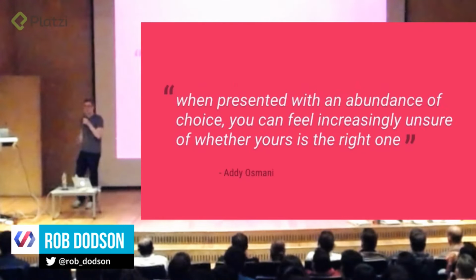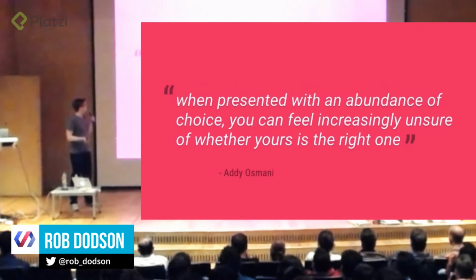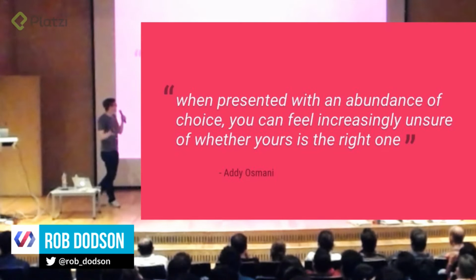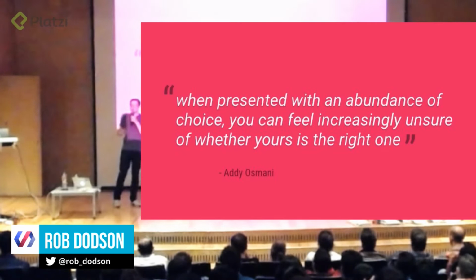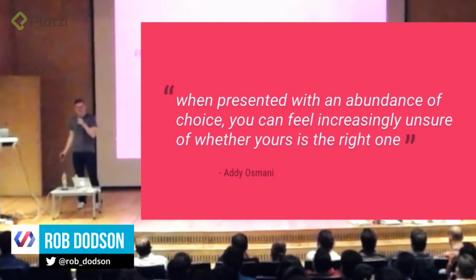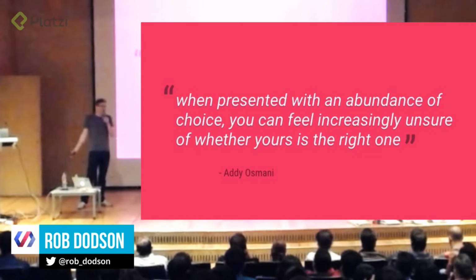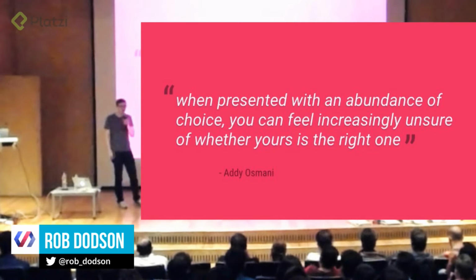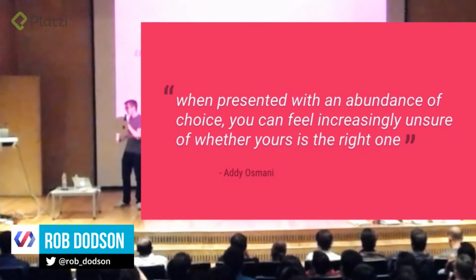My friend Addy Osmani wrote about this recently. He wrote this blog post and he said, when you're presented with an abundance of choice, you can feel really unsure if your choice is the right one. So basically, the more things you have to choose from, the harder it is to choose. This is called the paradox of choice. It's a really interesting scientific phenomenon.